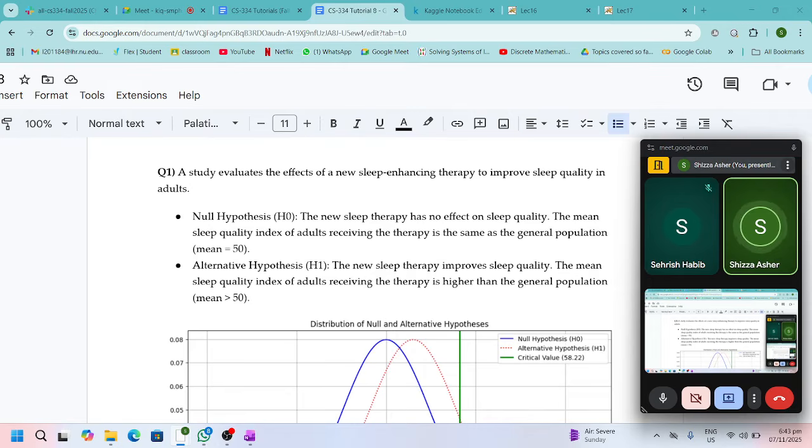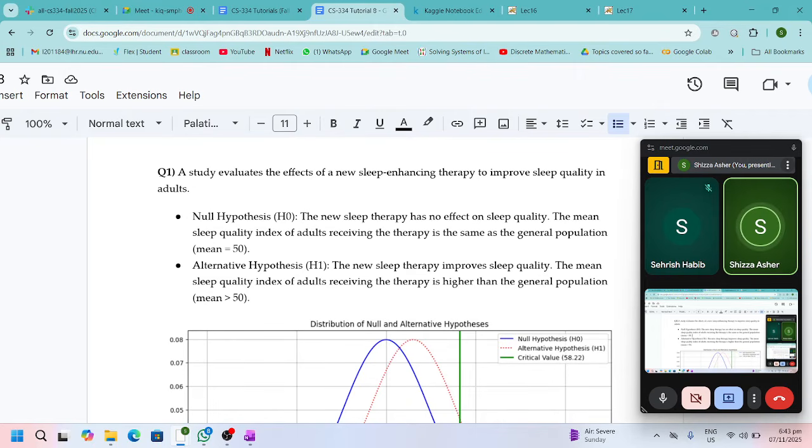A study evaluates the effects of a new sleep enhancing therapy to improve sleep quality in adults. Like I've mentioned before, I will reiterate that the null hypothesis always represents no effect. The alternative hypothesis represents an alternative view of the world where there is an effect. So you should be able to tell as well. The null hypothesis would be that the new sleep therapy has no effect on sleep quality. The alternative hypothesis would be that the new sleep therapy improves sleep quality, as simple as that.